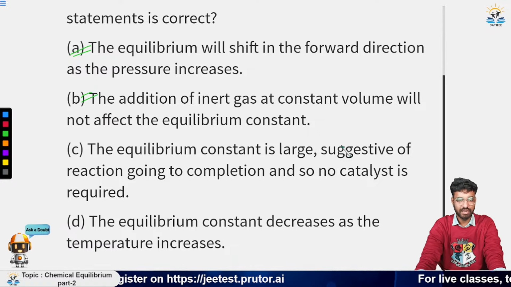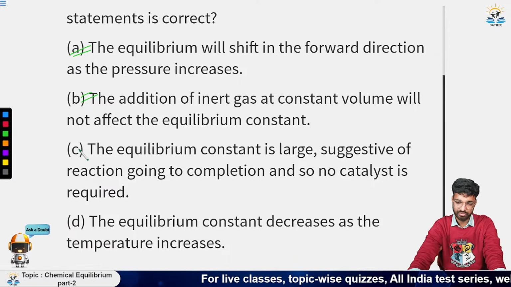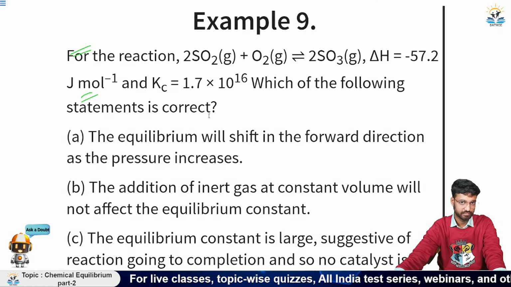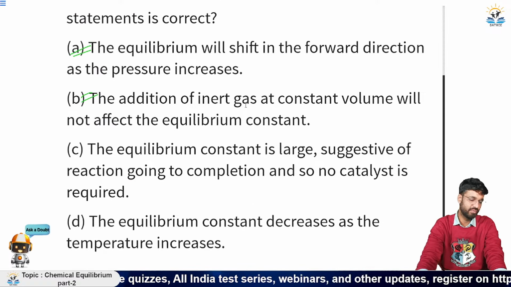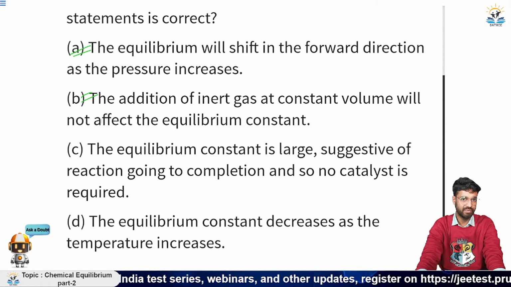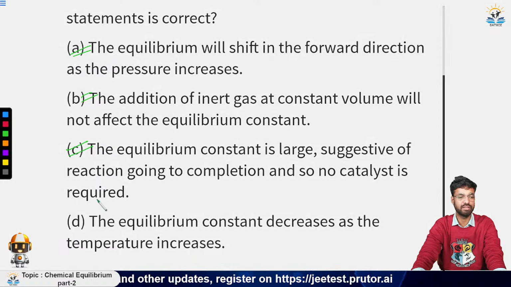The equilibrium constant is large, suggestive of the reaction going to completion, so no catalyst is required. So it is also true. We can see that it has a large value, that is 10 to the power 16. So it helps in predicting the extent of reaction, and we can see the correct application here in this question as well.